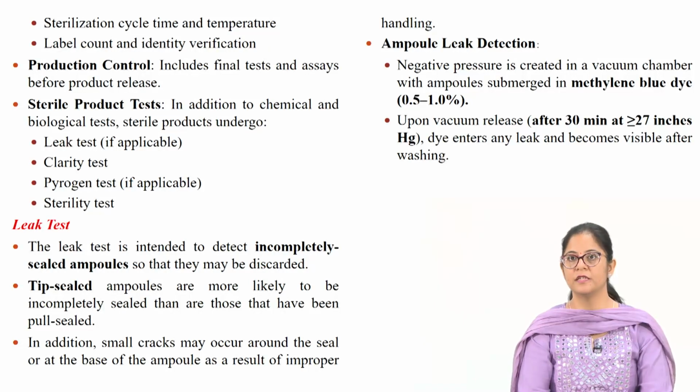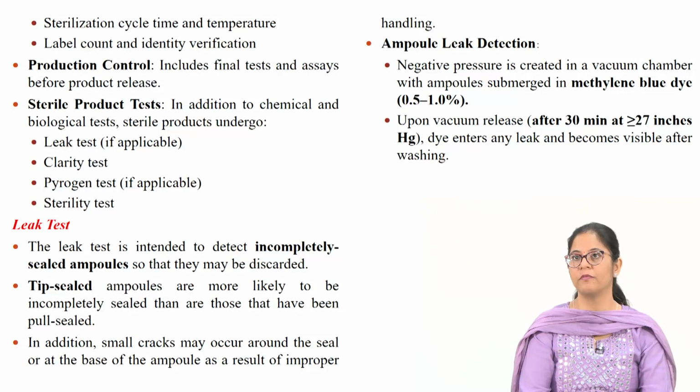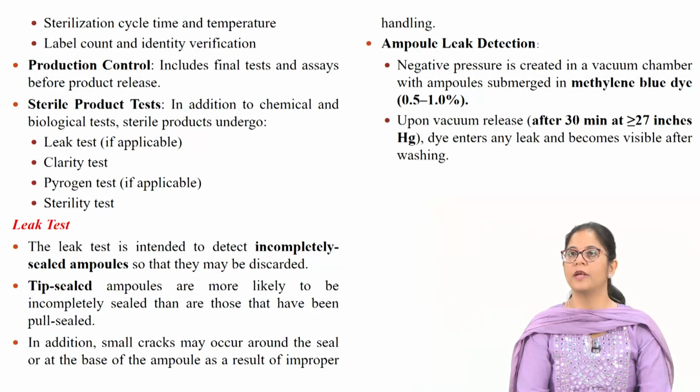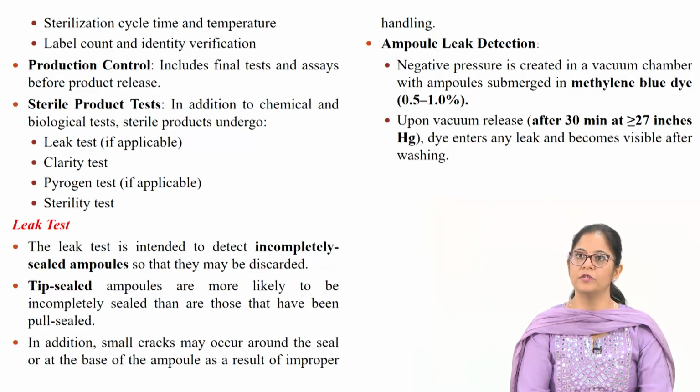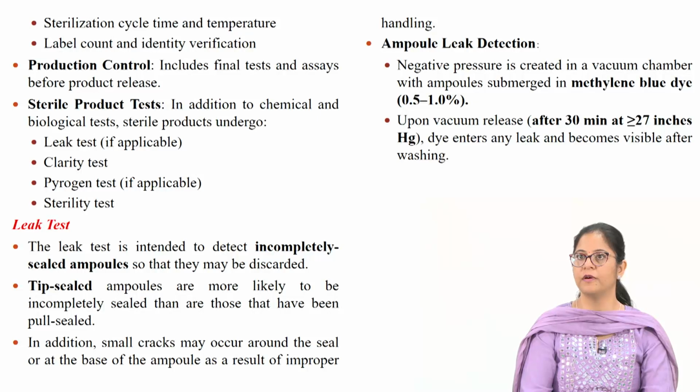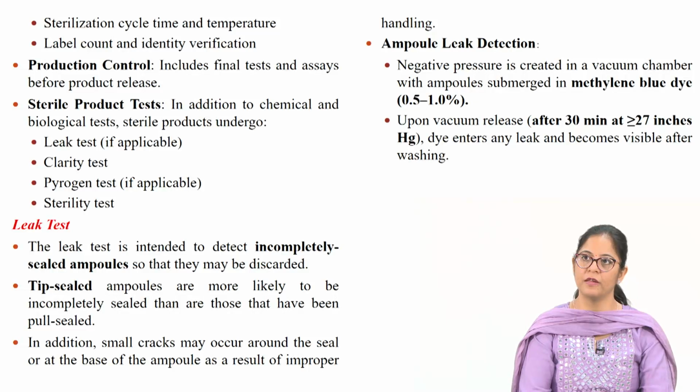The leak test is intended to detect incompletely sealed ampoules so that they may be discarded. Tip sealed ampoules are more likely to be incompletely sealed than those that have been pull sealed. In addition, small cracks may occur around the seal or at the base of the ampoule as a result of improper handling. So, negative pressure is created in a vacuum chamber with ampoules submerged in methylene blue dye at a concentration of 0.5 to 1%. Upon vacuum release after 30 minutes at a pressure of 27 inches of mercury, the dye enters any leak and becomes visible after washing.